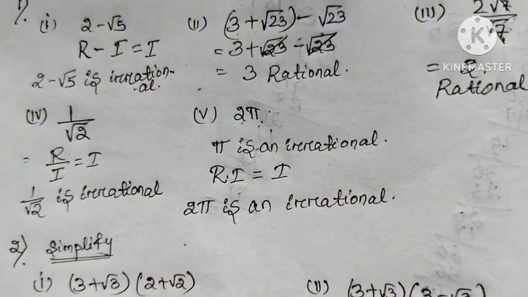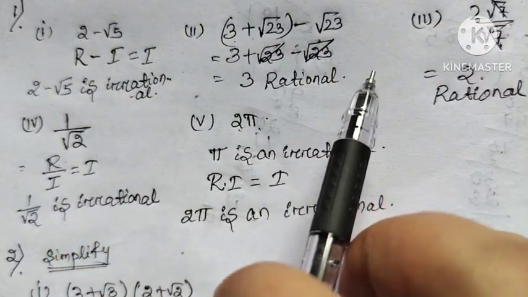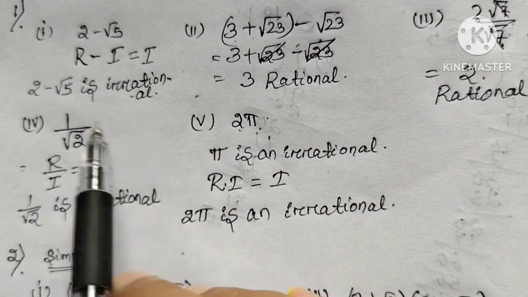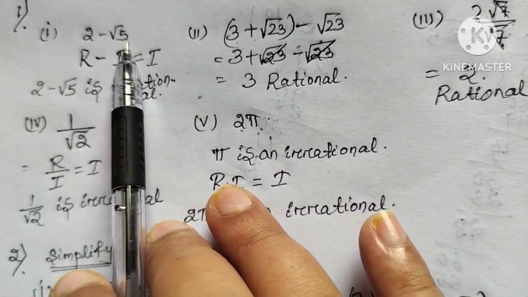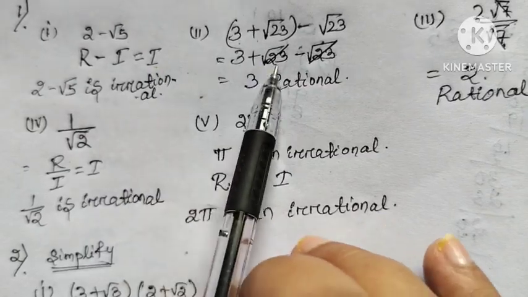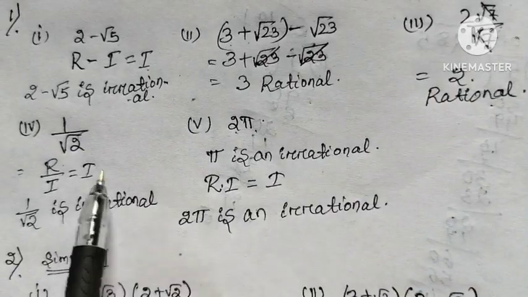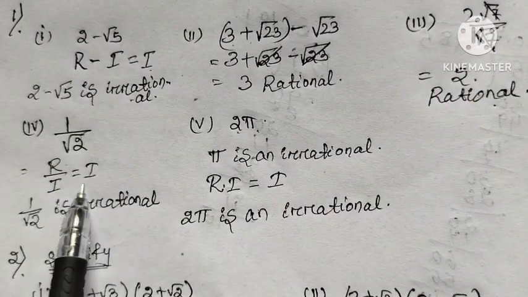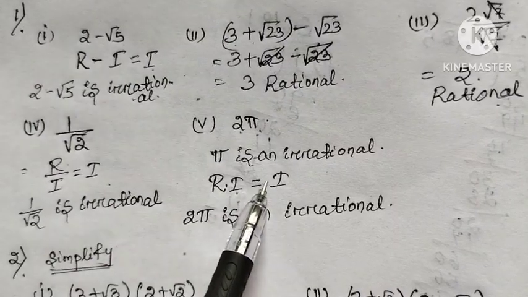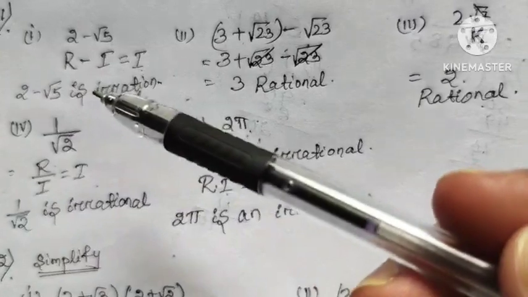Now the first question is over. It is given to classify which one is a rational and which one is an irrational number. Then 2 minus root 5 is rational minus irrational, which is irrational. Then this one is rational. This one is also a rational number. This one is rational by irrational, which is irrational. Rational into irrational is equal to irrational. Okay, then question number 1 is over.